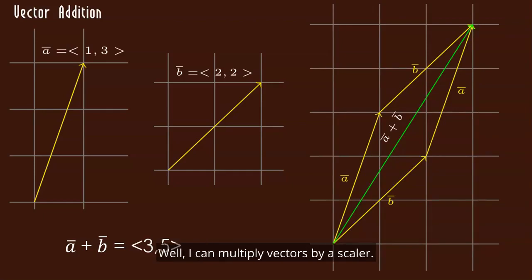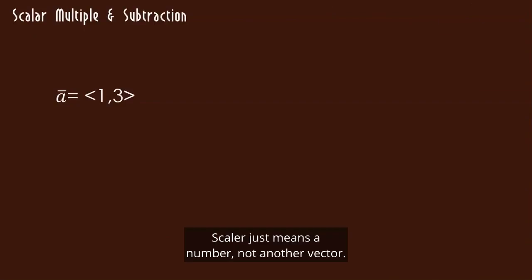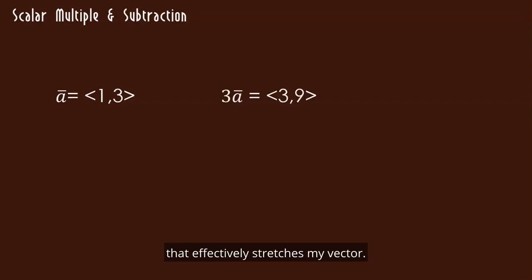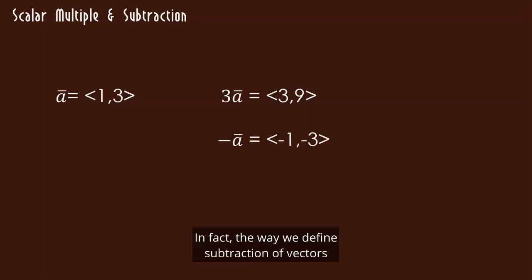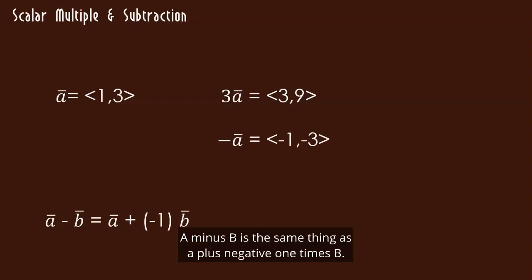What else can I do? Well, I can multiply vectors by a scalar. A scalar just means a number, not another vector. Suppose A is <1, 3>. If I multiply it by 3, that effectively stretches my vector. It's now <3, 9>. I can multiply it by -1. This flips it so that the vector is going in the opposite direction. In fact, the way we define subtraction of vectors is using this multiplication by -1. A minus B is the same thing as A plus -1 times B.